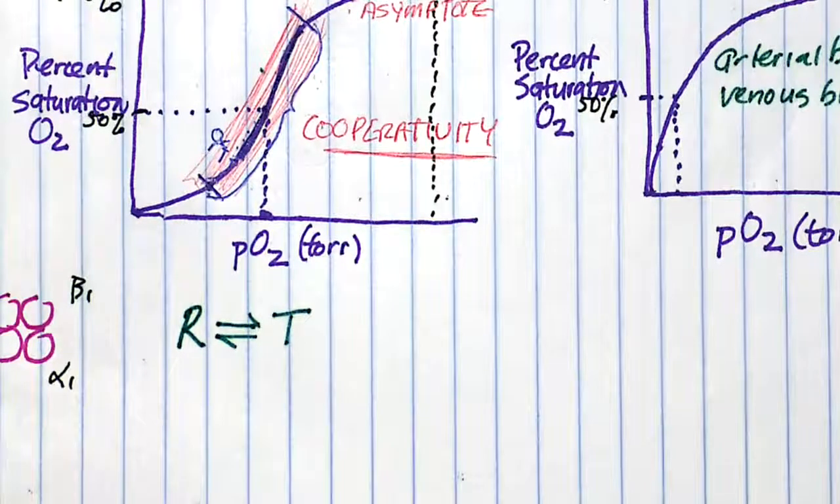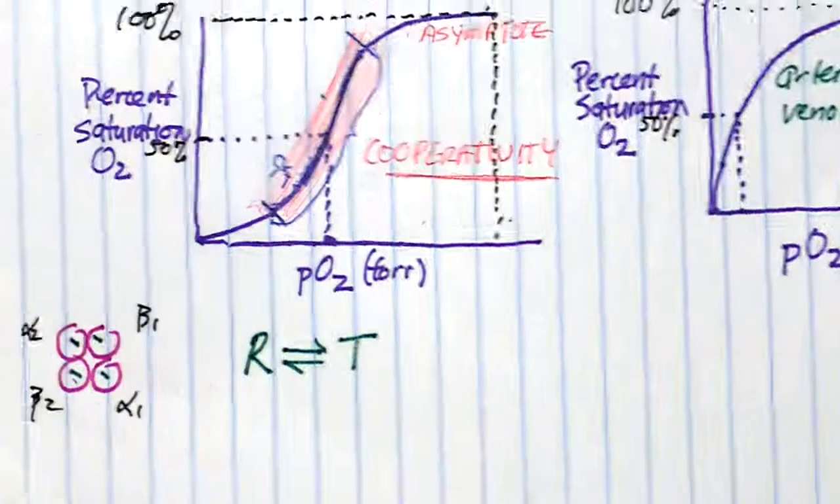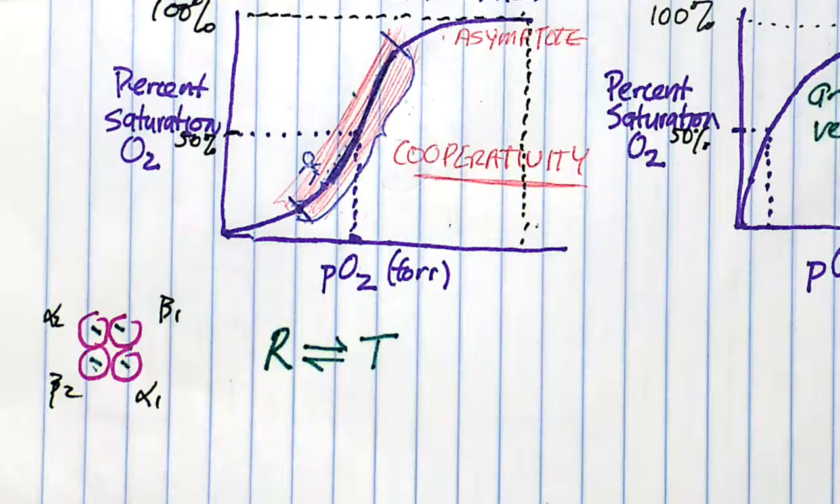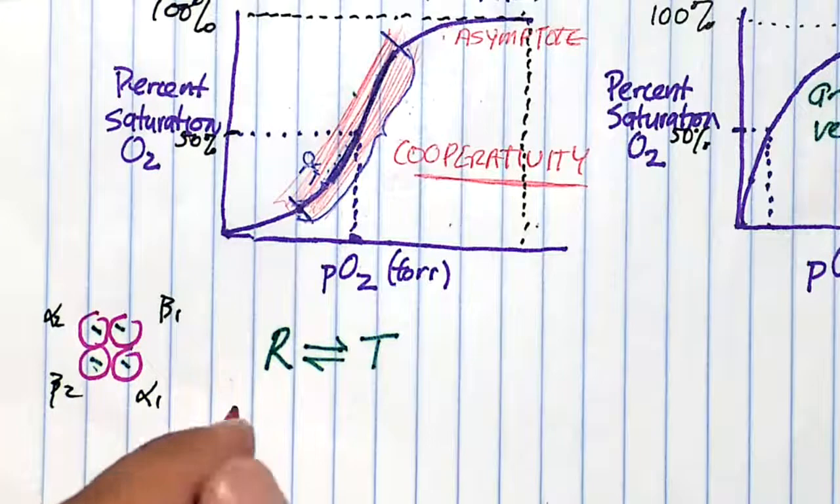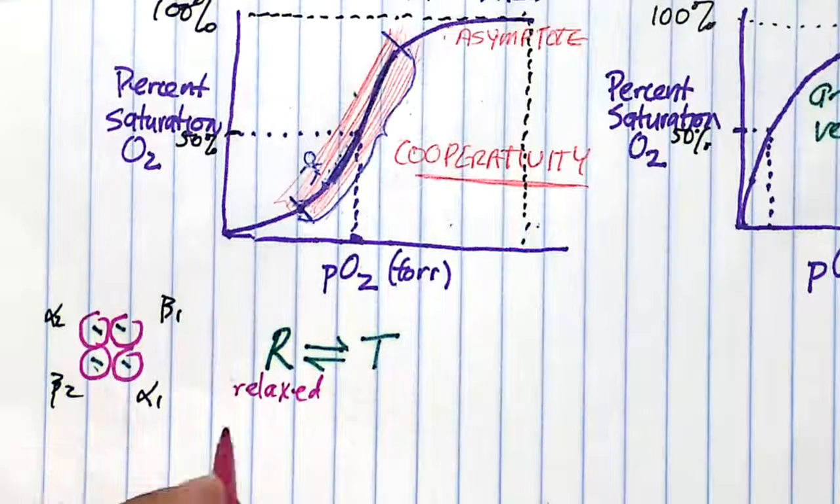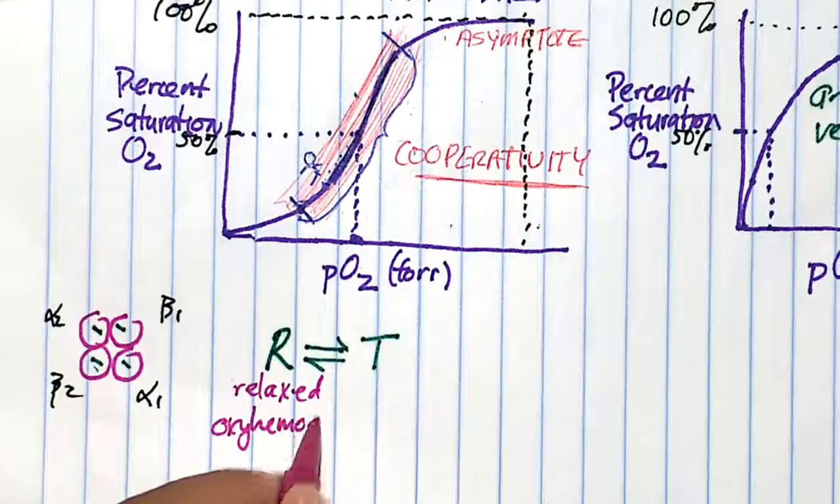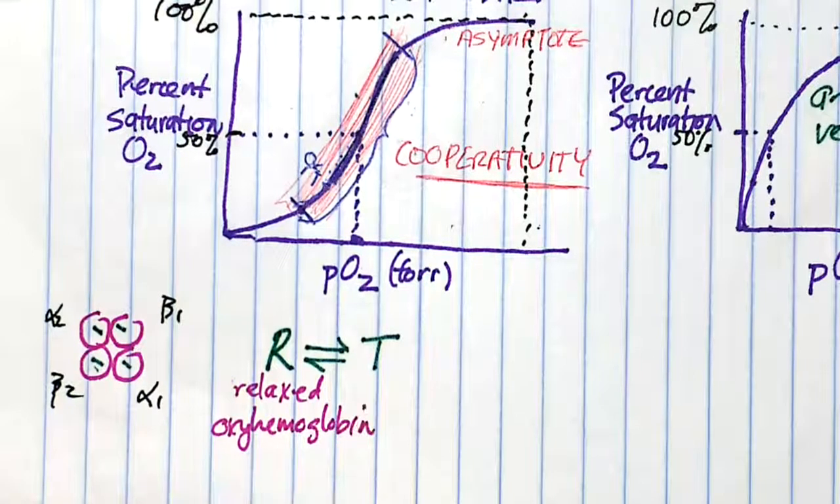Okay, here's my heme group. Very, very crude, obviously. Each of these subunits, alpha 2, beta 1, beta 2, alpha 1, can exist in the R state, which stands for relaxed. It's a three-dimensional conformation of the molecule that favors the formation of oxyhemoglobin, the form of hemoglobin that has high affinity for oxygen.